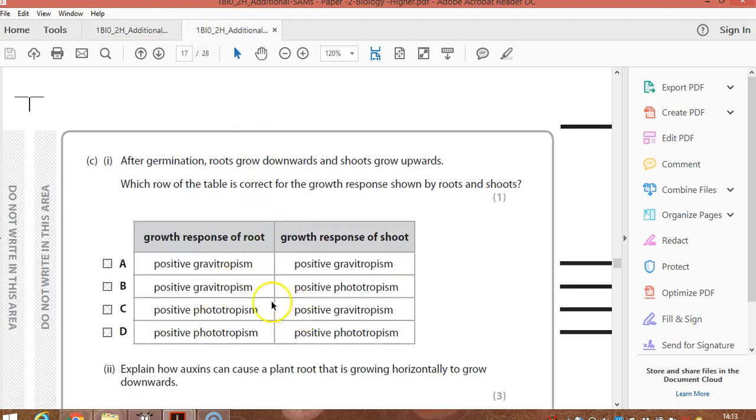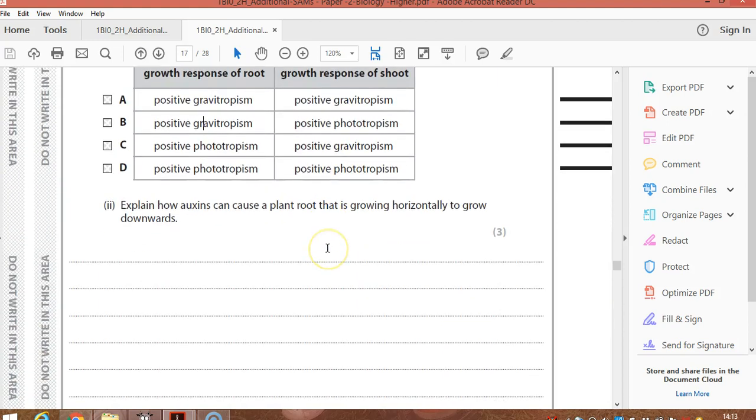Now, just in case you don't know what these words mean, so tropism means you want to eat it, basically, literally. Obviously, you don't want to eat gravity. The gravy bit means you want to go the direction gravity says, which is down, and positive means you want to go towards it. So positive gravitropism means you want to go down towards where gravity pulls you. Positive phototropism means you want to go towards where the light is, and that would be upwards. Okay. If it was negative phototropism, you want to go away from the light.